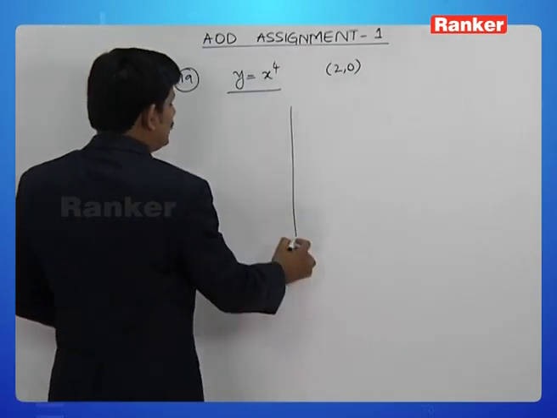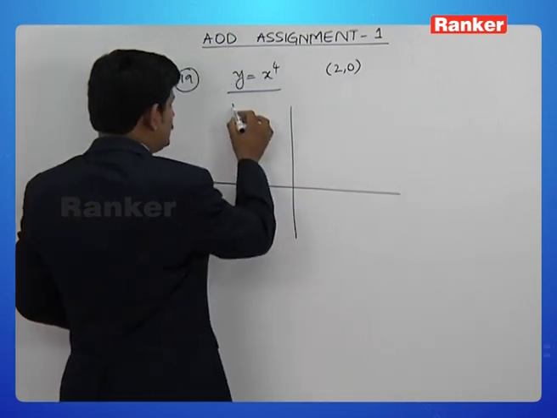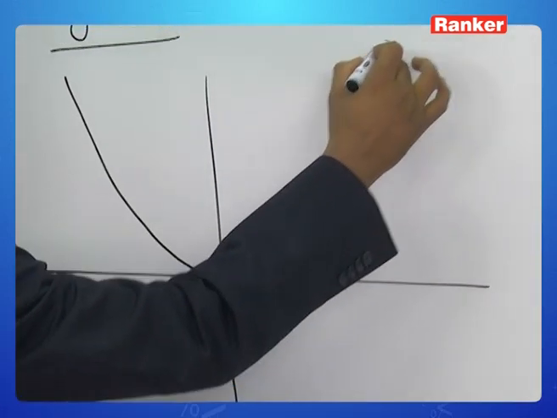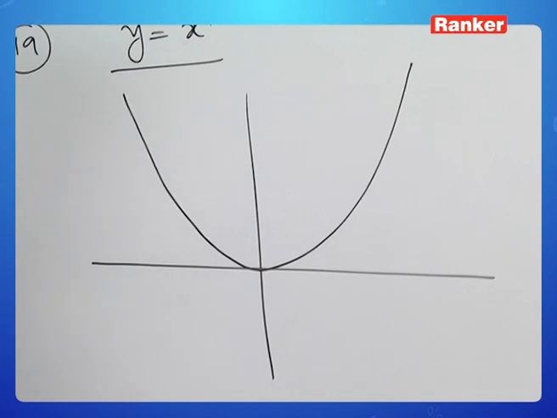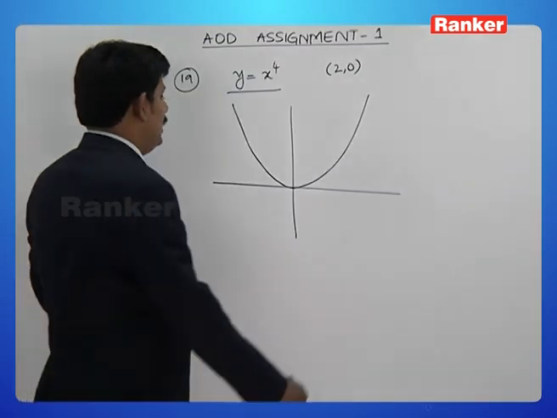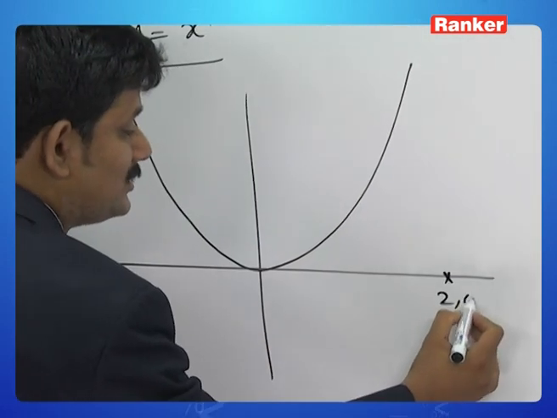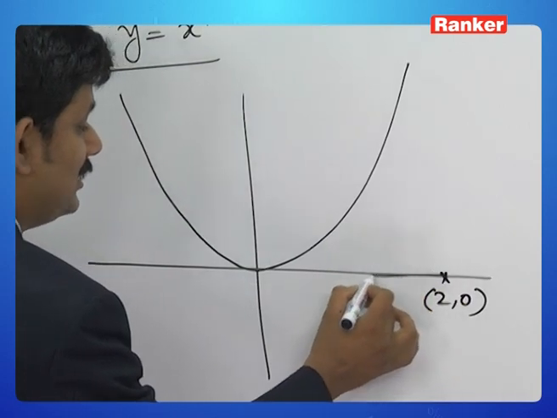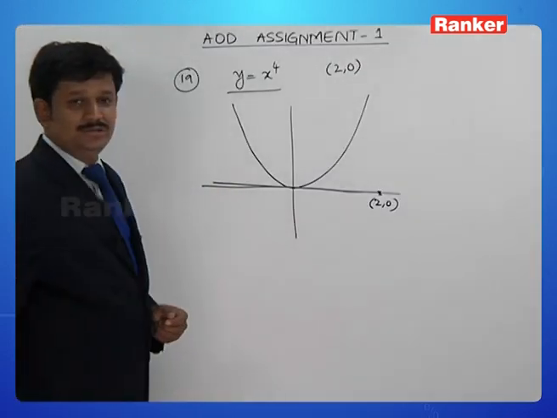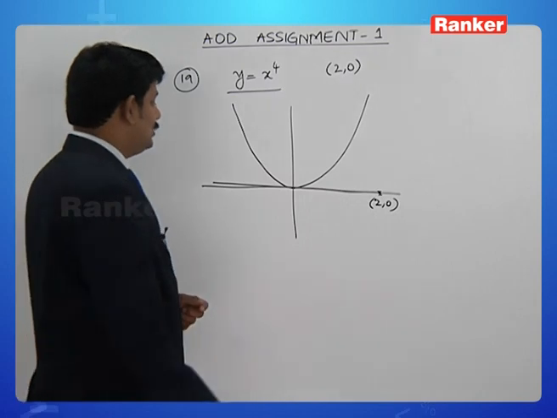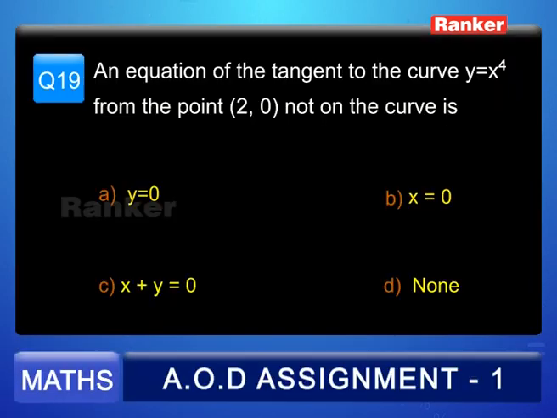So, just for the sake of answering the question, it is a very easy question wherein y equal to x power 4, we know the graph. This is how it looks, and 2 comma 0 is a point on the x axis. So, directly we can see the x axis is a tangent line to this graph. So, the answer is x axis, y equal to 0, or option A.